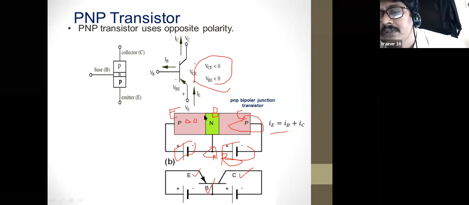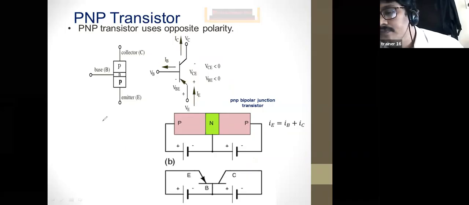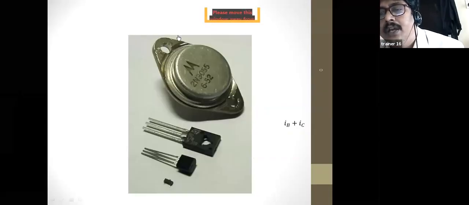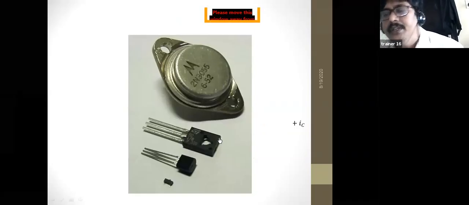Now, any questions? Anybody? Any questions you can post, or you can ask. Do you understand this NPN and PNP transistor? These are the transistors; if you see, different transistors have different shapes. Or do you understand?